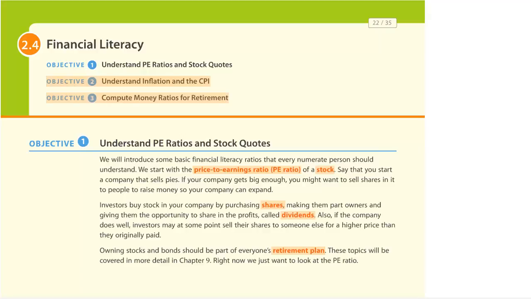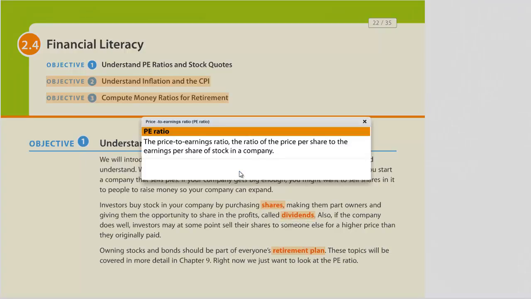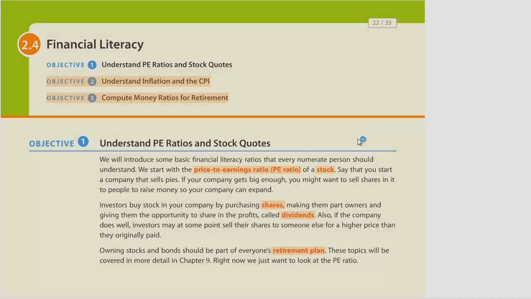This is mostly just a lot of vocabulary, so feel free to ignore it and just go read the book if you want to. All right, let's go through some of these things. A PE ratio is just the ratio of the price per share to the earnings per share of a stock in a company. And that's good to know if you want to look at stock reports and figure out how stocks are doing. What is a stock?